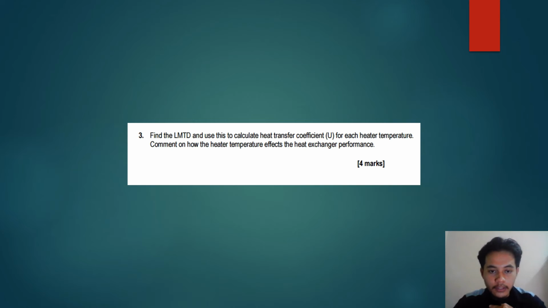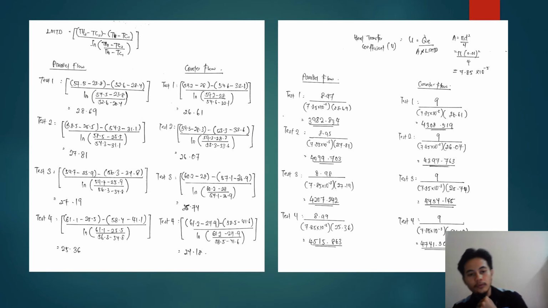Number 3, find the LMTD and use this to calculate the heat transfer coefficient for each heater temperature. This is the calculation for the LMTD and heat transfer coefficient. LMTD is the log mean temperature difference. The formula is (TH2 minus TC2 minus TH1 minus TC1) over ln of (TH2 minus TC2) over (TH1 minus TC1). This calculation is for the parallel flow and counter flow.